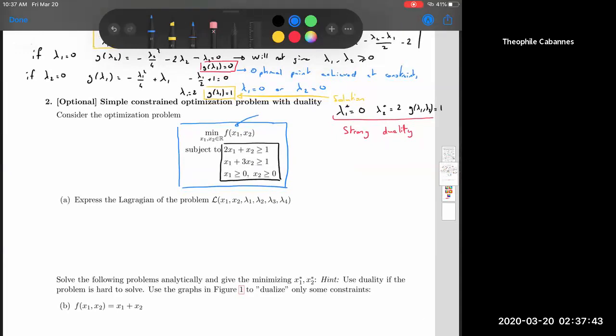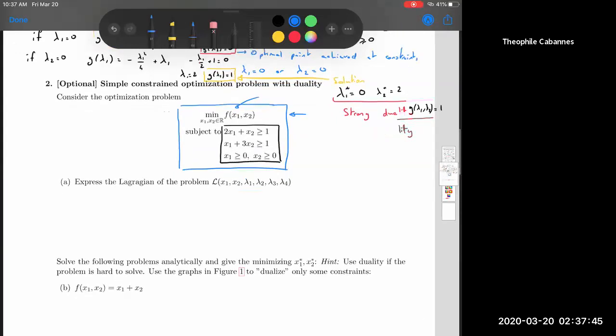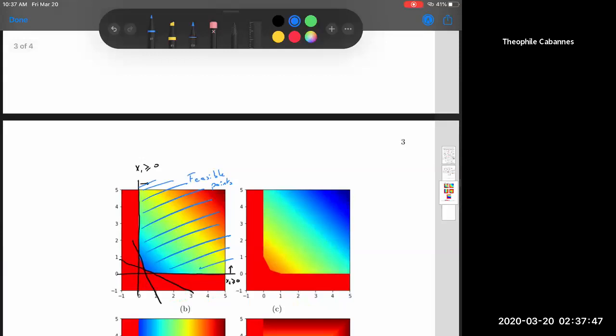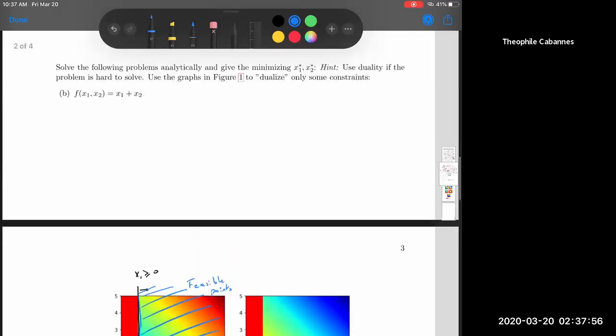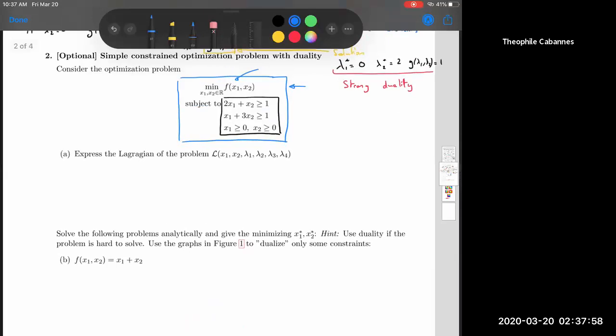So you want to solve this problem. You have a set of feasible points, and you want to find on this set of feasible points the minimum of a function, and we'll plug in different functions. So first you can express the Lagrangian. You have four constraints, so you will have 4 dual variables.